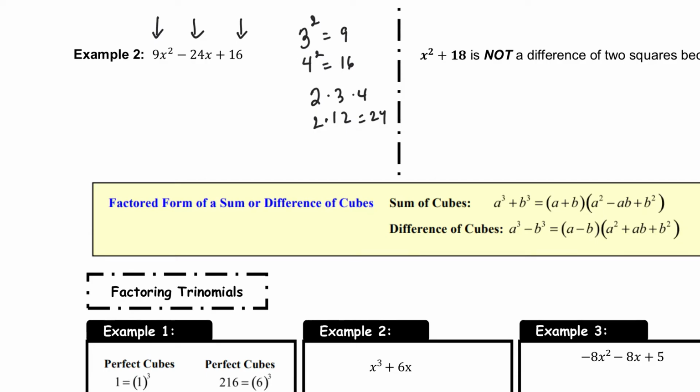So now, since we have a minus, it's going to be 3x minus 4 raised to the second power. In other words, it's going to be 3x minus 4 times 3x minus 4. And if you wanted to see if it was a perfect square, you'd multiply, and you will see that it comes out to 9x squared minus 24x plus 16.